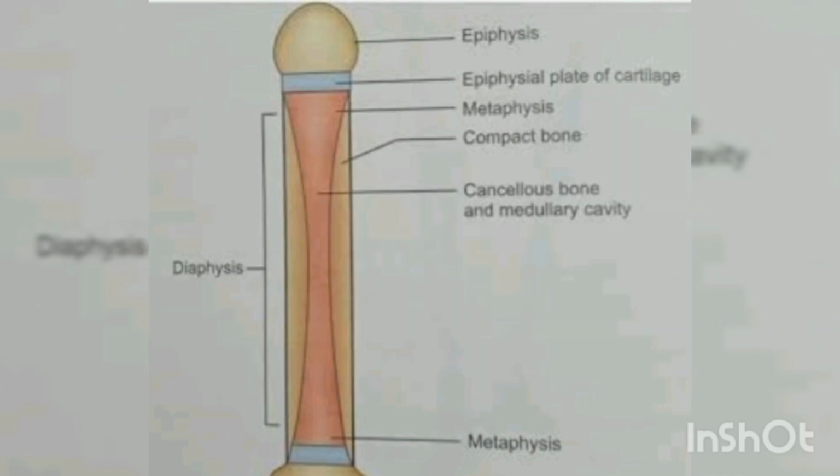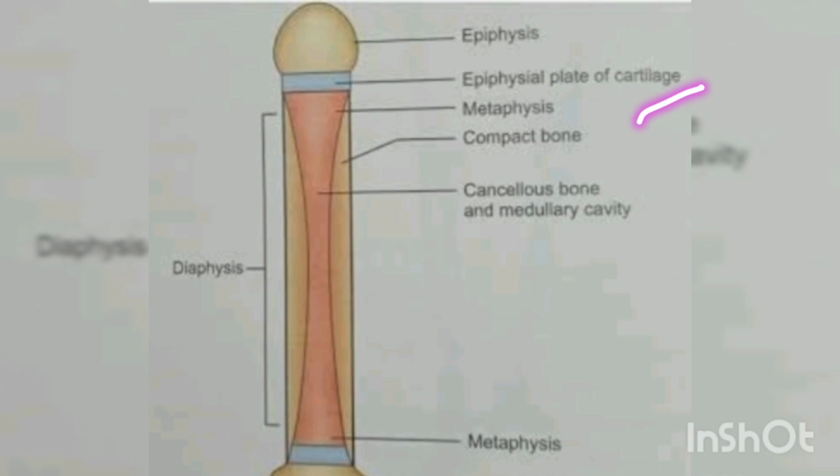Now, if the bone is still growing, there are a few additional structures you need to know. The epiphysis is the end of long bone that develops from secondary ossification center. Diaphysis, the elongated shaft of the bone, develops from the primary ossification center. Metaphysis, between the epiphysis and diaphysis, is an important region because it is the zone of active growth.